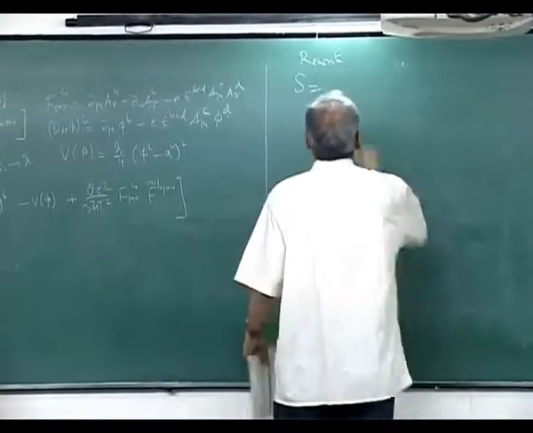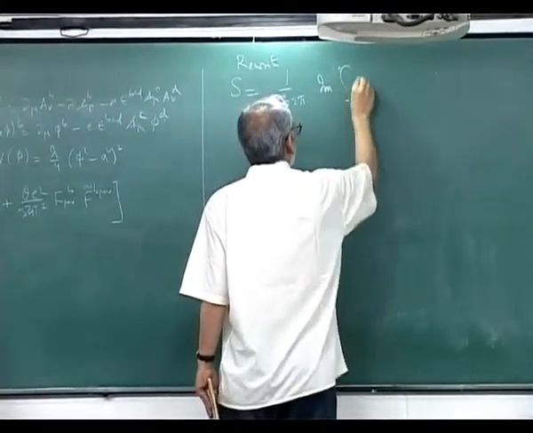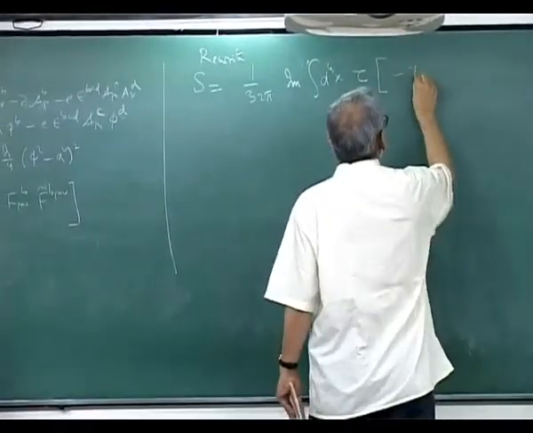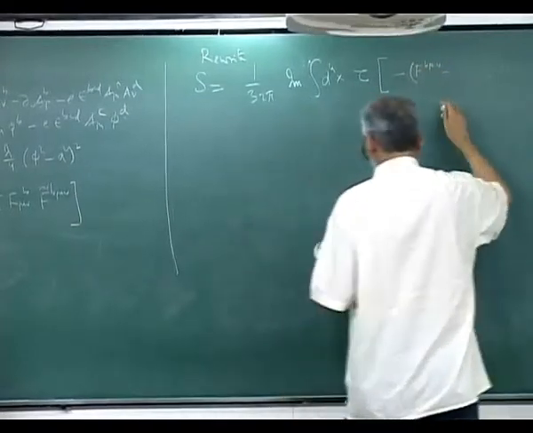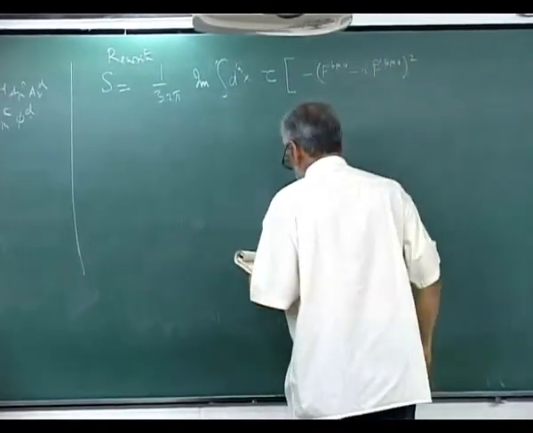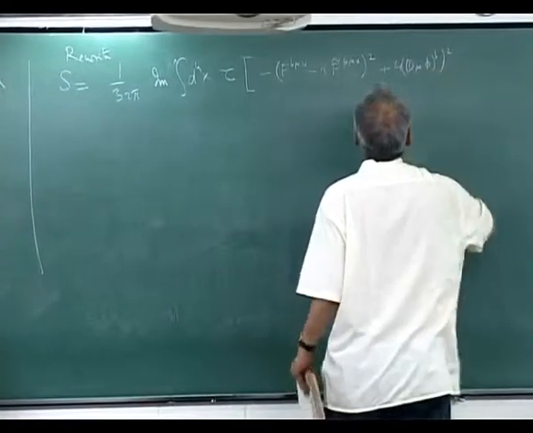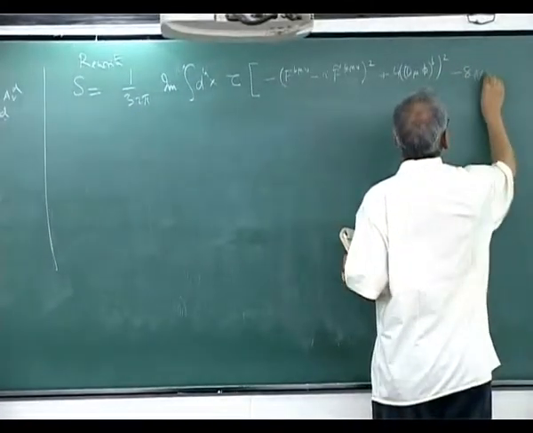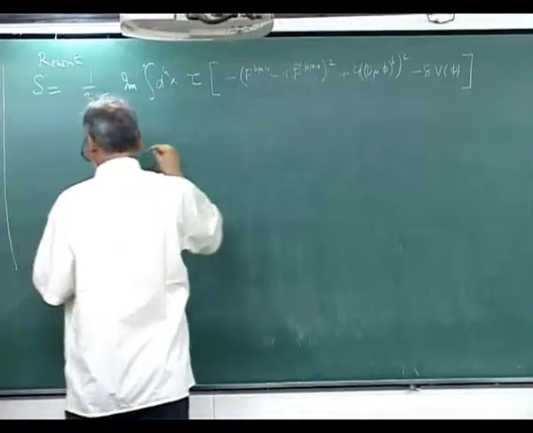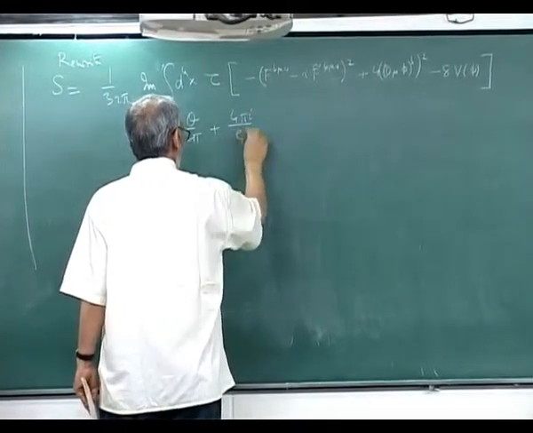in a particular way. 1 by 32, let me write it first, times the imaginary part of the integral d4x times tau minus F_b mu nu minus i F dual b mu nu, square, plus 4 D mu phi b square, minus 8 V of phi, where tau is theta by 2 pi plus 4 pi i by e square.